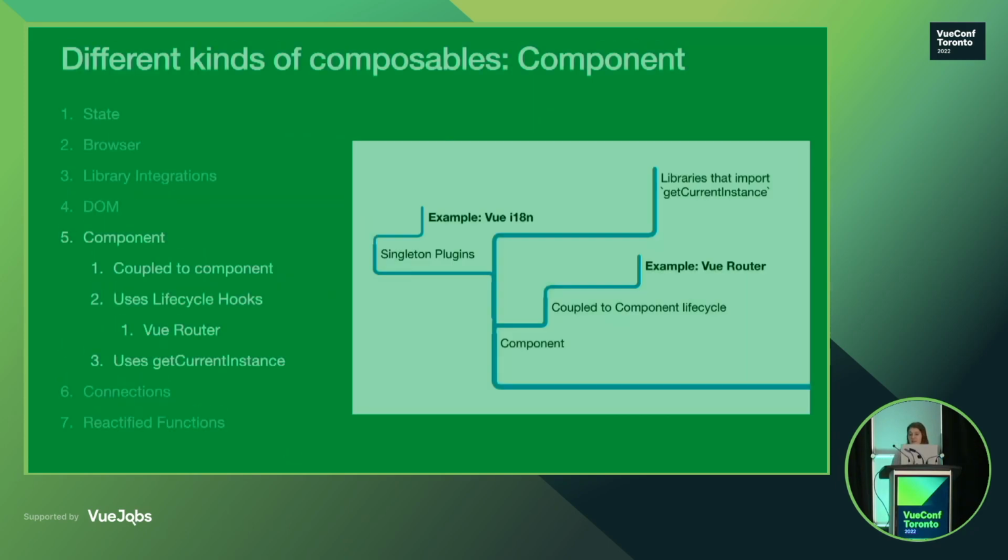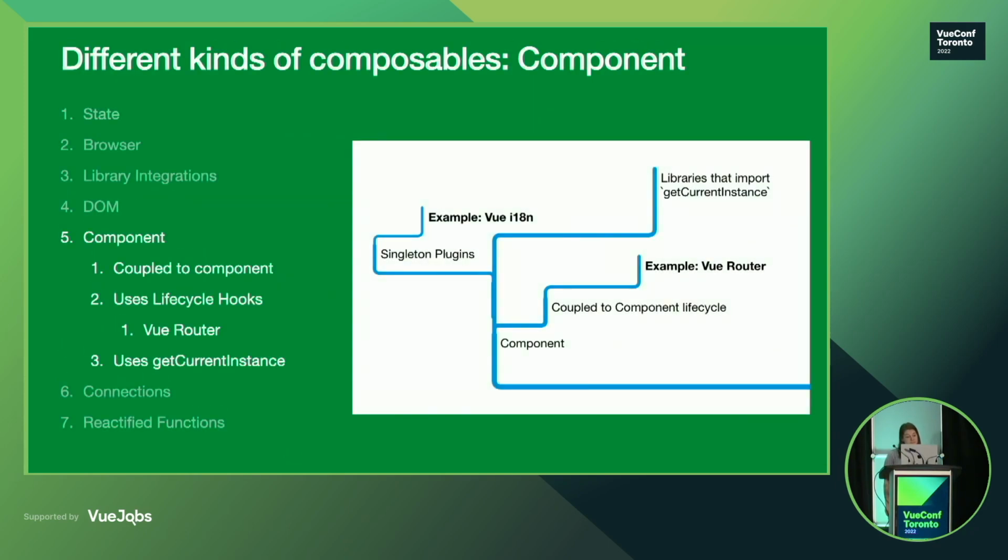You can do that with DOM-style composables. Next, we have a pretty advanced type of composable. I would call it the component type composable. Anything that's coupled to the component lifecycle, for example, VueRouter. So the internals of VueRouter need to happen on specific lifecycle hooks of Vue. And also singleton plugins like Vue i18n.